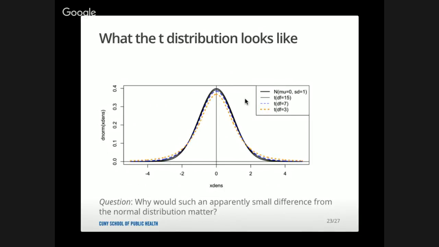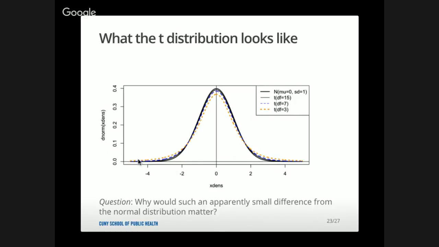And then down to 7, you see the tail getting a little bit larger, and for 3 degrees of freedom, the tails are a little bit fatter still. So why would such an apparently small departure, like visually it doesn't look like too much, why would that matter?